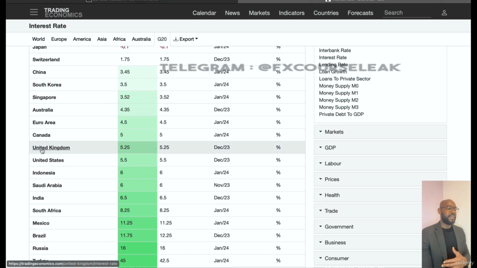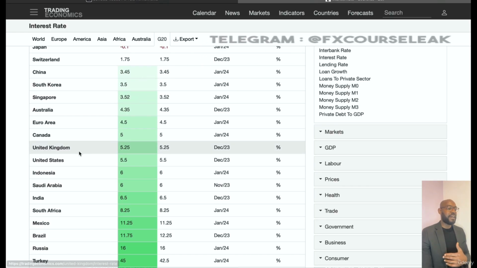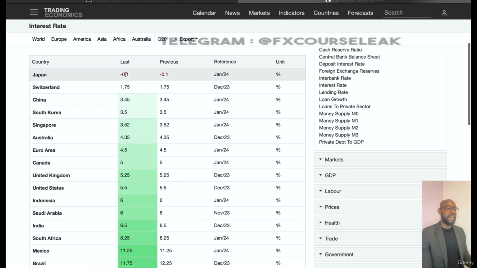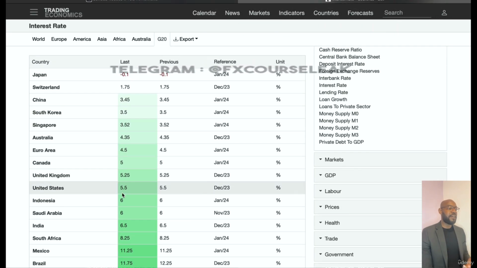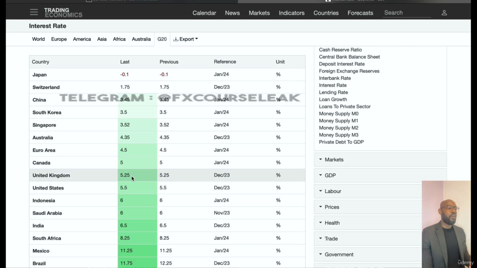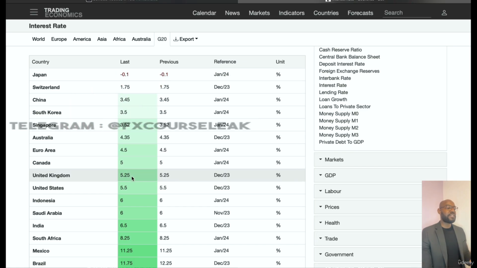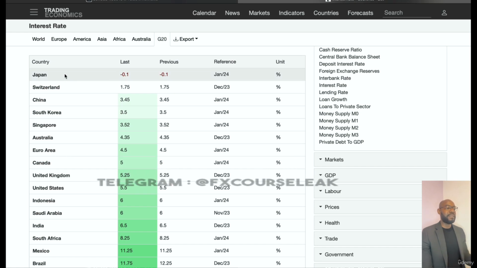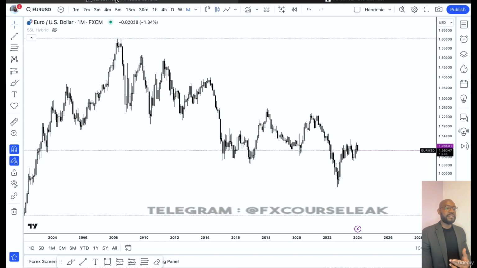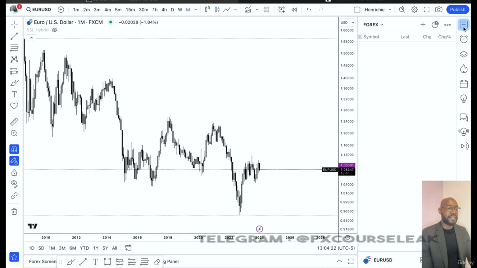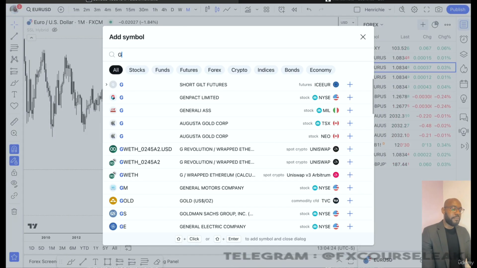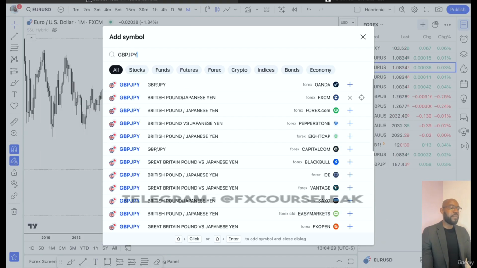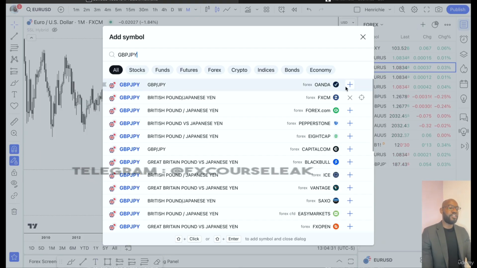Another example right here is the United Kingdom, the British pound. If you're comparing the British pound against the Japanese yen, you'll see that the British pound right here has higher interest rates. So investors are more inclined to invest in the British pound rather than the Japanese yen. Now let's look at the chart and see the breakdown of how that works as well. So the British pound, the symbol is GBP, and the Japanese yen, the symbol is JPY. So you can see right here, GBP JPY.